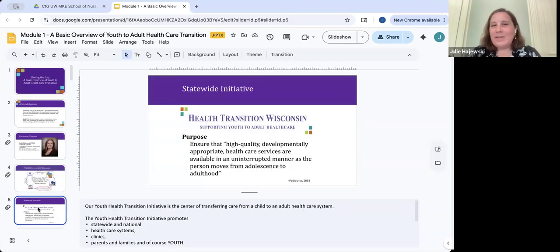Our focus is the Youth Health Transition Initiative or Health Transition Wisconsin. And our goal is really that it is a statewide and national system that works with healthcare systems, clinics, parents and families, and of course, our youth with special healthcare needs to make sure that uninterrupted healthcare services are available to them as they transition from pediatric to adult healthcare.